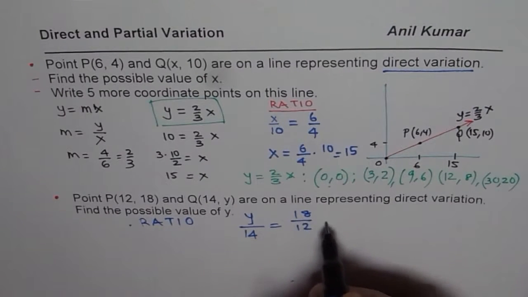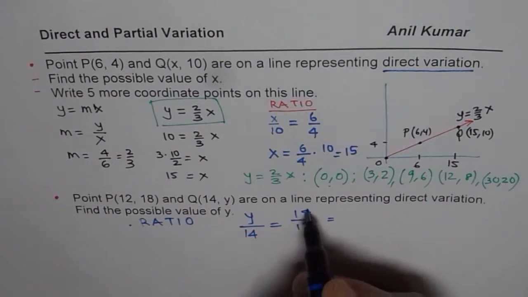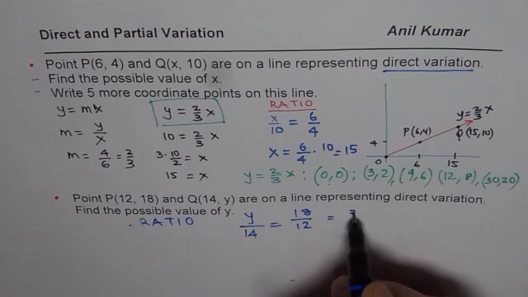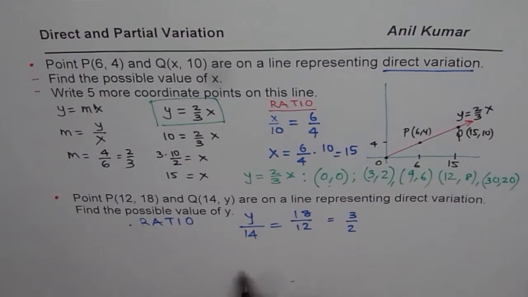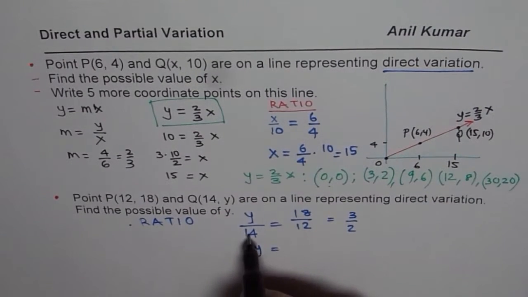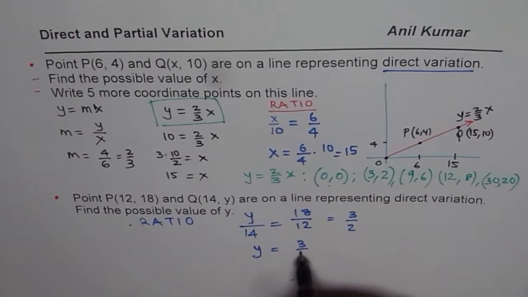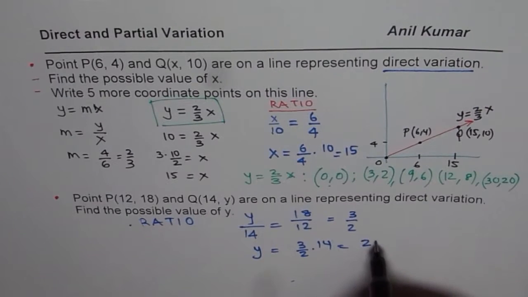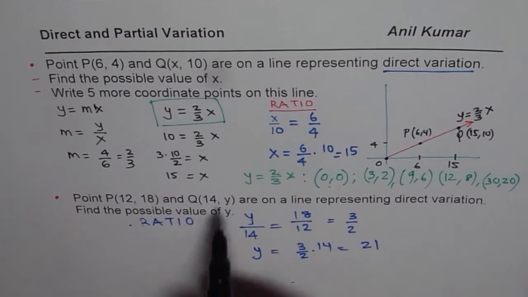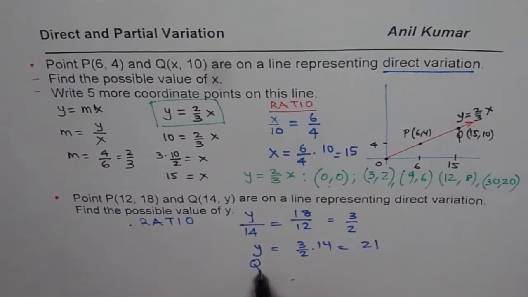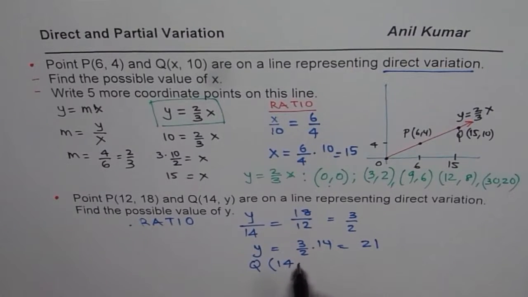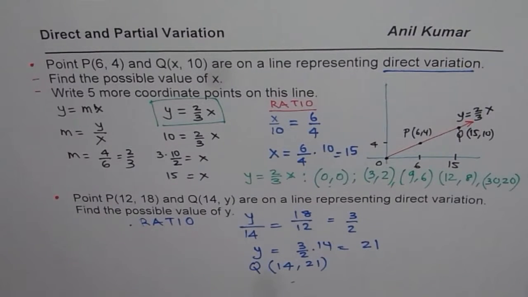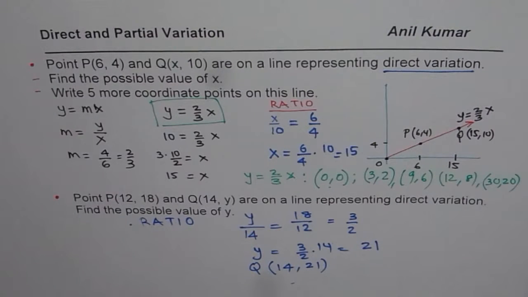You could simplify this. 18 and 12 could both be divided by 6, so we get 3 over 2. It's a good idea to simplify. Now cross multiply. So y equals 14 times 3 over 2, which is 7 times 3, that is 21. So we get y as 21, or point Q as (14, 21). That is how you could solve such questions which are based on direct variation.